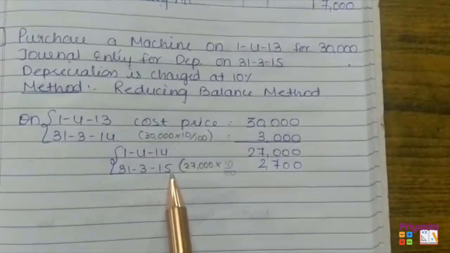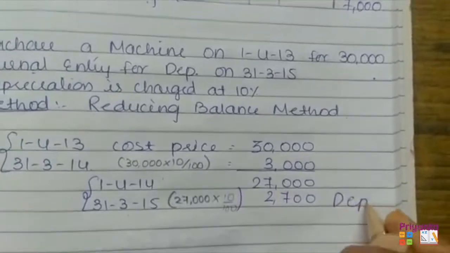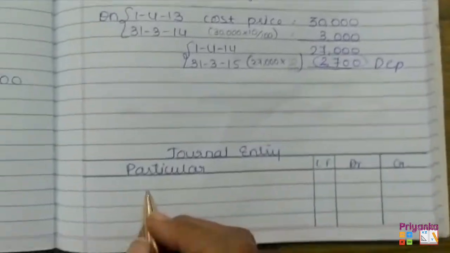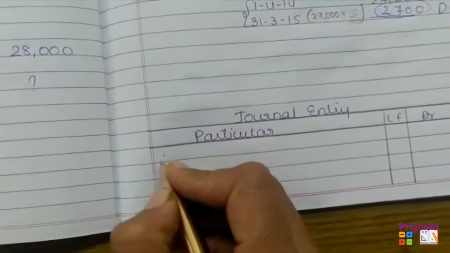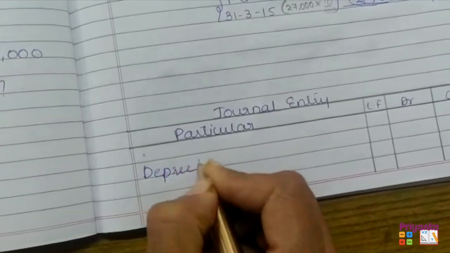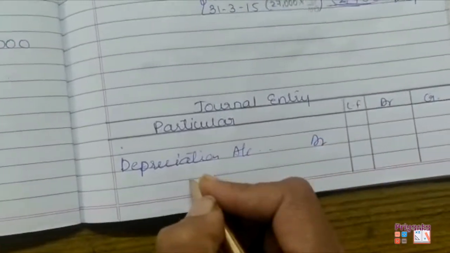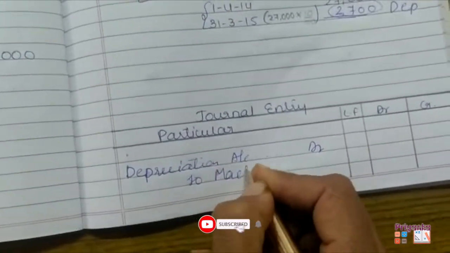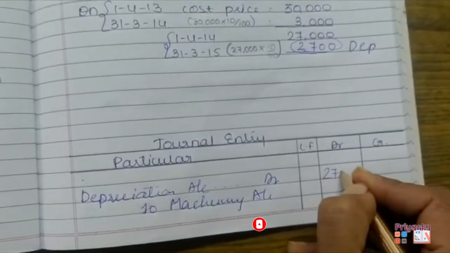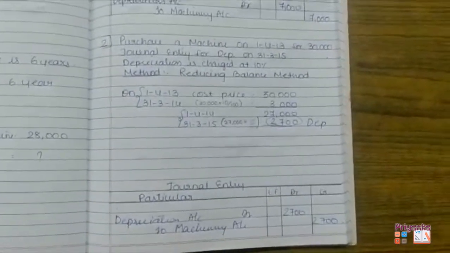Here we got the value of 31st March 2015 depreciation as per the calculation of depreciation, that is 2,700. We need this value. So for this, we'll give the journal entry for the year 31st March 2015: depreciation account will be on the debit side to machinery account, and the value is 2,700. Here we complete the second question.